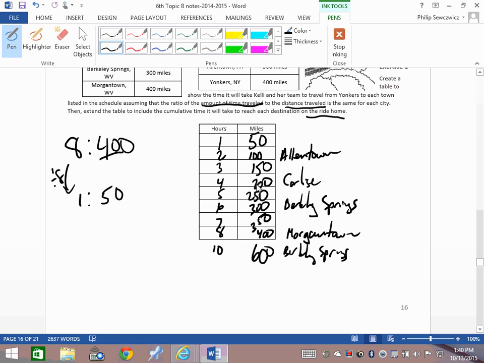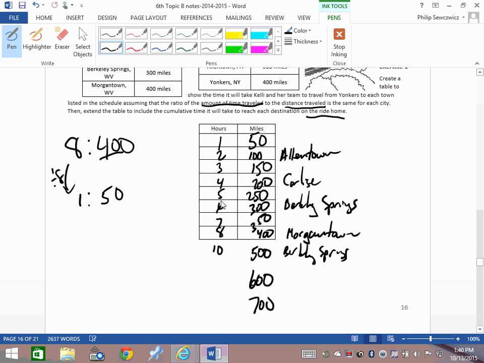And then we could see that, okay, oops, I'm sorry, it's 100 miles. So let's change that. To get from Morgantown to Berkeley Springs, it's 100 miles. So now we're at a total of 500 miles that has been traveled. And then to get from Berkeley Springs to Carlisle, it's another 100 miles.